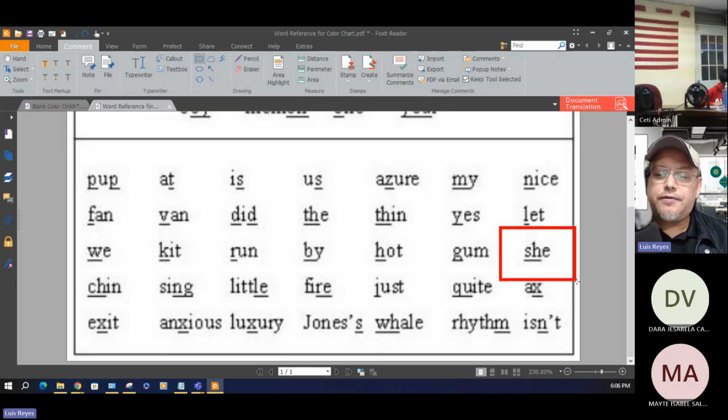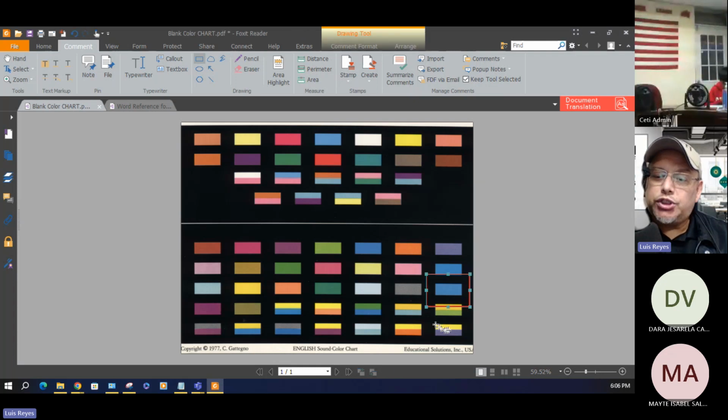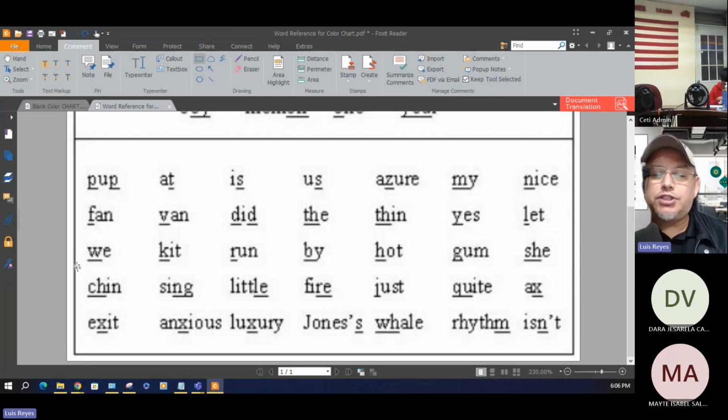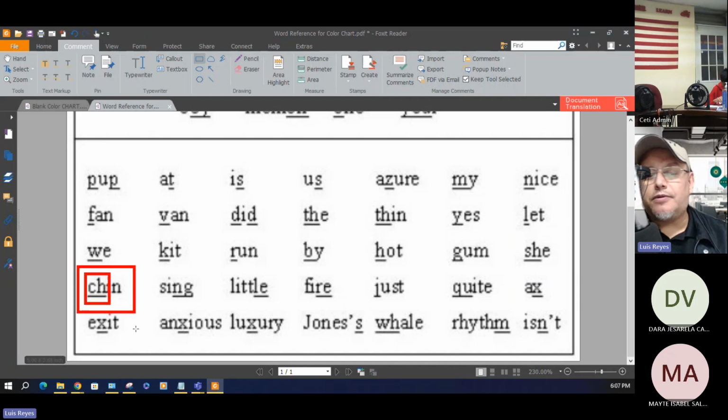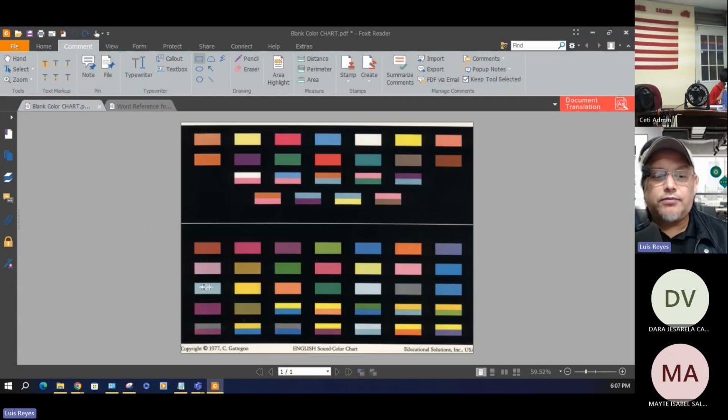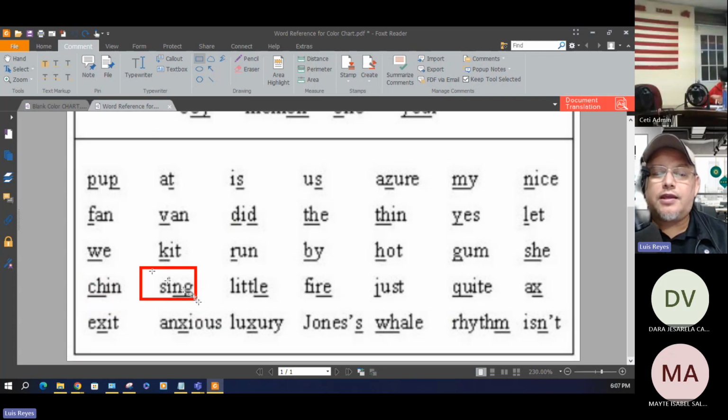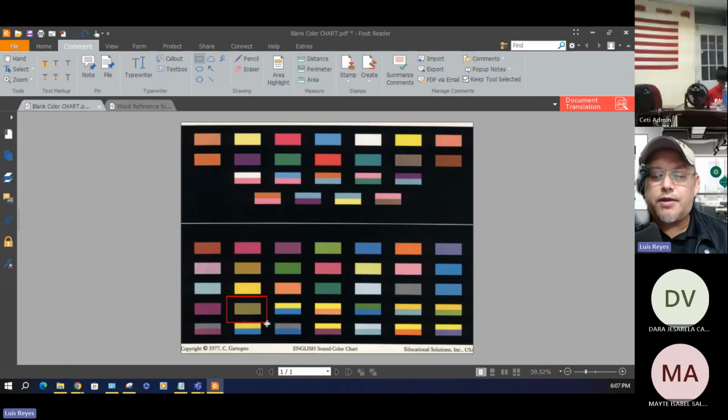The word she with the sound sh, and that is the sound we have here in blue, sh. Now we have the word chin, and that is the sound ch. And that is the same sound we share right here in purple, ch. Sing is the word, ing is the sound. And that is the sound we have here, ing.